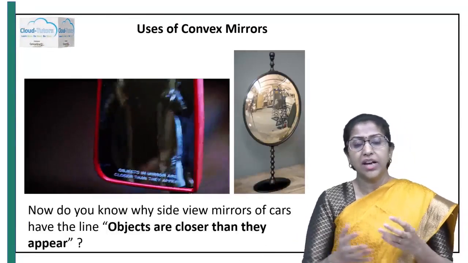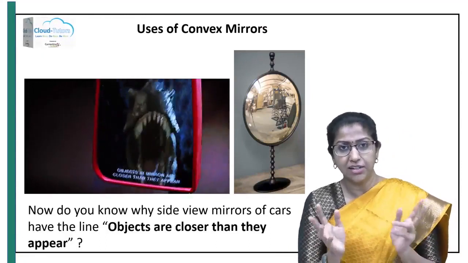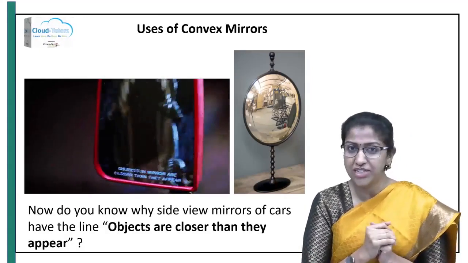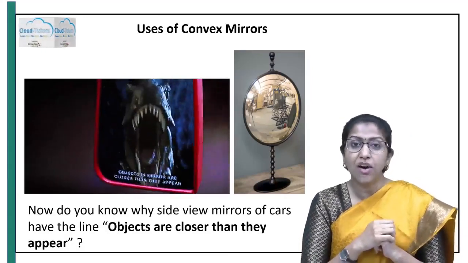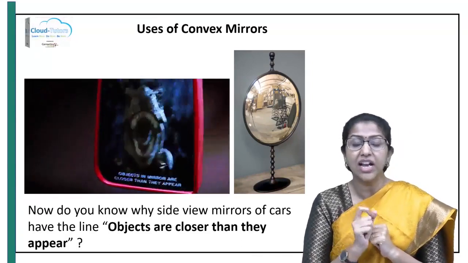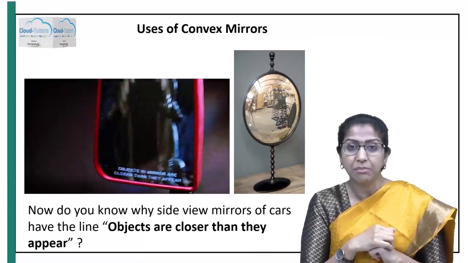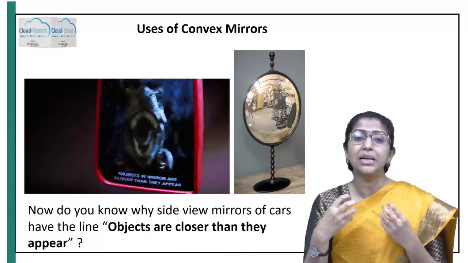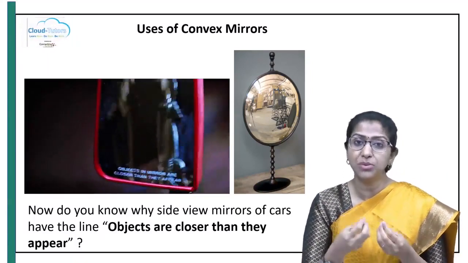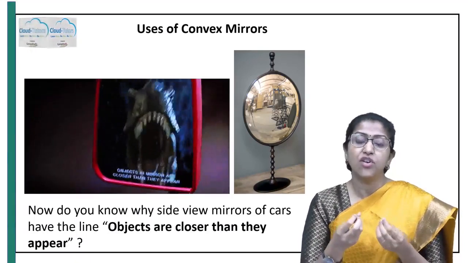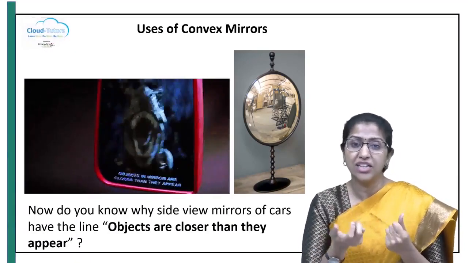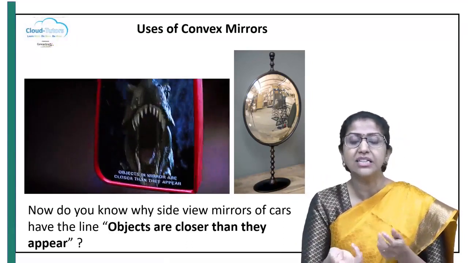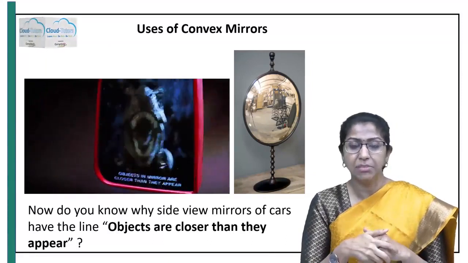I'm sure all of you would have seen this particular scene from the very famous movie Jurassic Park, right? What is the statement that is written on the mirror? It says that objects are closer than they actually appear. What does it mean? It means that a convex mirror is used, and it always gives you a virtual, erect and diminished image, which often is a delusion that we get. The objects are quite far away. You might have noticed this in your vehicles, in your scooters, and many places as such.